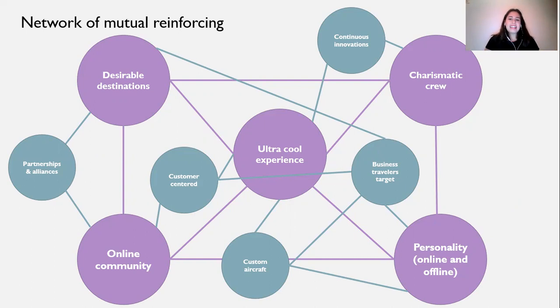Okay, then in the extremes, the purple bubbles are the ones that the customer is able to see. So they have desirable destinations, they have an online community, they have personality online and offline, and finally the charismatic crew. And the value chain elements that are part of the network are, for example, starting with customer aircraft, that is connected with the ultra cool experience.